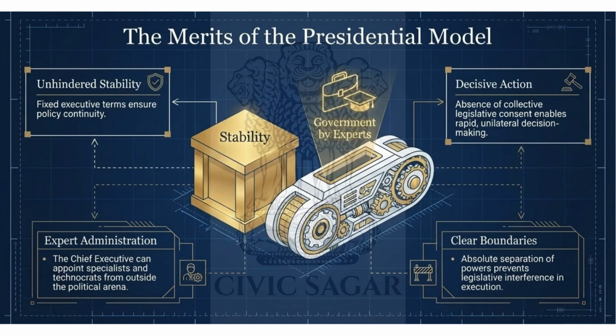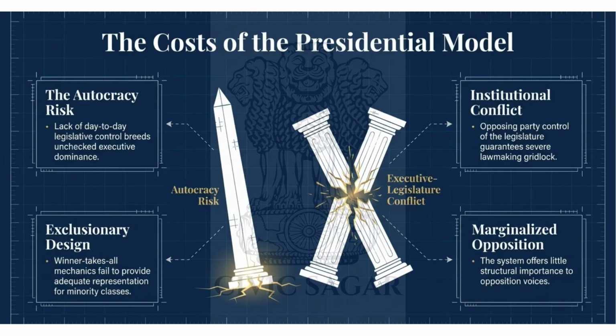Switching focus to the presidential model reveals a completely different set of engineering merits. It operates like a sleek, self-contained machine. Because terms are fixed, it provides unhindered stability and steady policy continuity. The chief executive enjoys absolute freedom to build an expert administration, reaching far outside the political arena to pick specialized technocrats. Free from the burden of seeking constant legislative consensus, leaders can take rapid, decisive, unilateral action behind clear, protective operational boundaries. However, this stability carries dangerous structural risks.